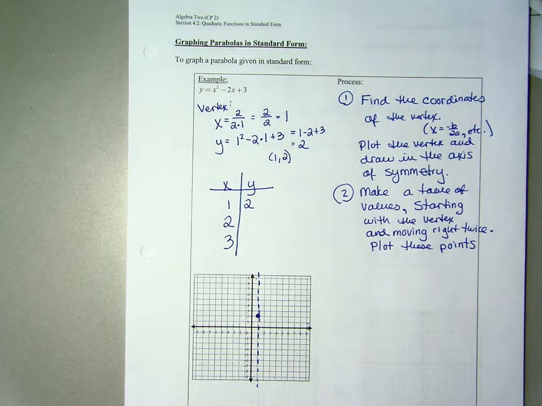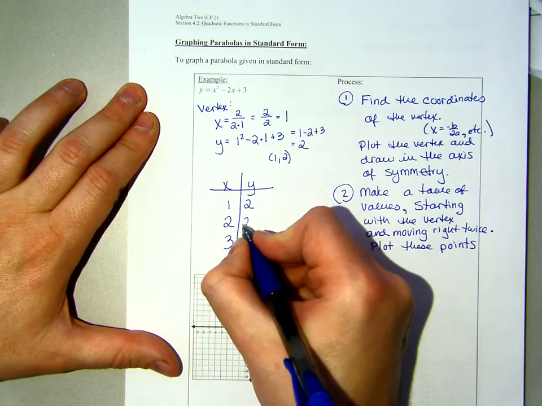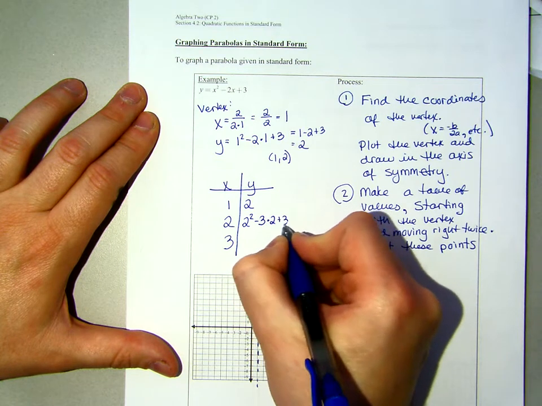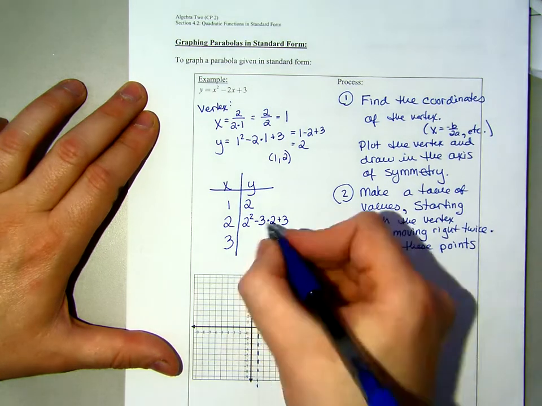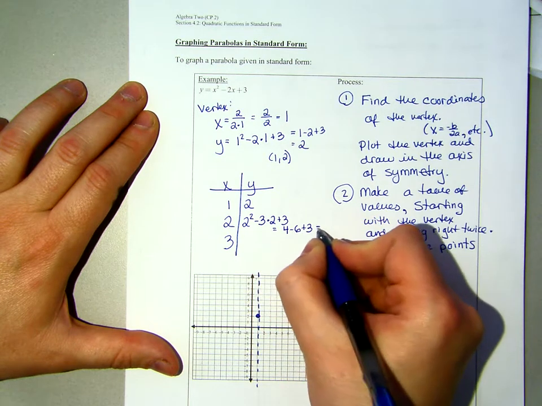So now I need to plug in, and I do need to see the plugging in work, but to find y coordinates, we're just going to plug into our original formula. I'm going to plug in 2. I'm going to get 2 squared minus 3 times 2 plus 3. I do need to see the plugging in work. This will give us 4 minus 6 plus 3, negative 2 plus 3.